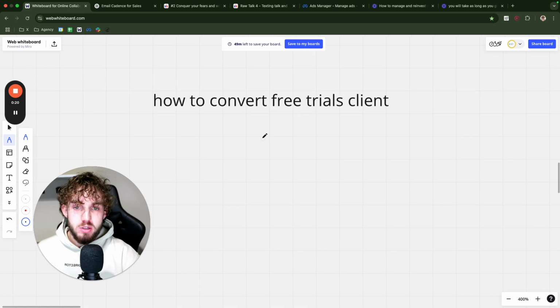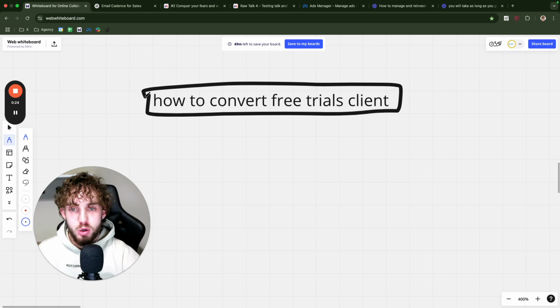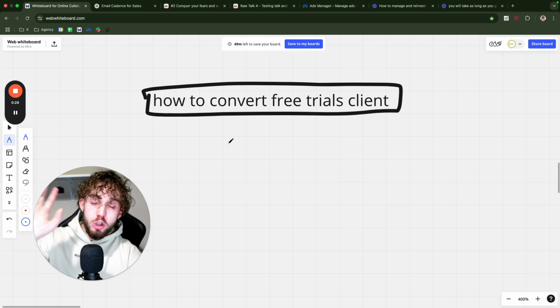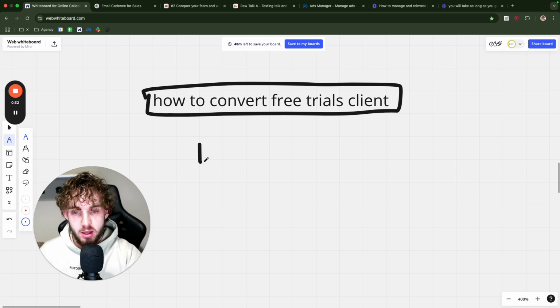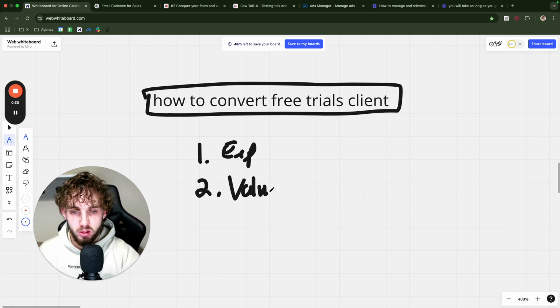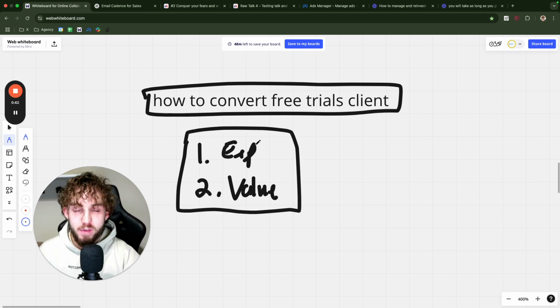So the first thing, and this is actually before even converting your free trial clients, it comes down to literally two things. Two things, and that's it. But I'm going to go deep so you understand it, which is this. It comes down to one, expectations, and two, value. This is literally it. If you nail these two things, you can upsell every single free trial client you sign.